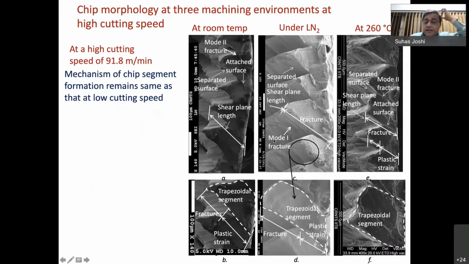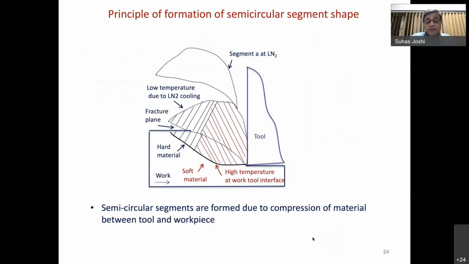But at higher cutting speeds, you have a larger fracture length, which is happening here. You have a very large fracture length. The earlier figures were at lower cutting speeds, but at higher speeds the fracture length increases. So you have a larger portion of the segment which is formed by this fracture.